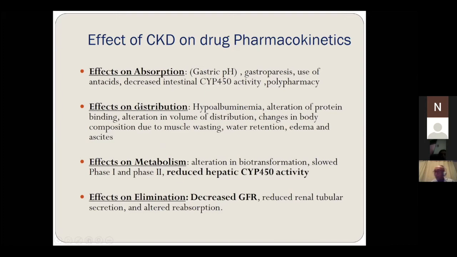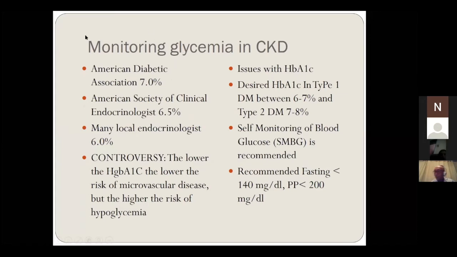Hypoalbuminemia alters protein binding, and volume depletion matters too, depending on whether it is a fat soluble or a water soluble drug. Changes in body composition, muscle wasting, decreased disposition, water retention, and edema all lead to dilution of the drug. Regarding metabolism, alteration in biotransformation has been shown in phase 1 and phase 2, basically with reduction in CYP450 activity. So metabolism is slower, and the clearance of the drug by hepatic and also by renal routes, if it is excreted, is also lowered. As the GFR falls, drugs which are eliminated by the kidney in the urine also get reduced and accumulate, which we can't use because there will be more and more hypoglycemia.